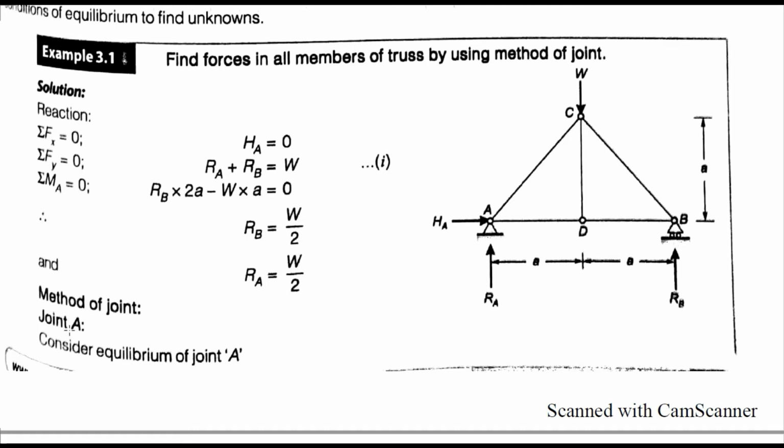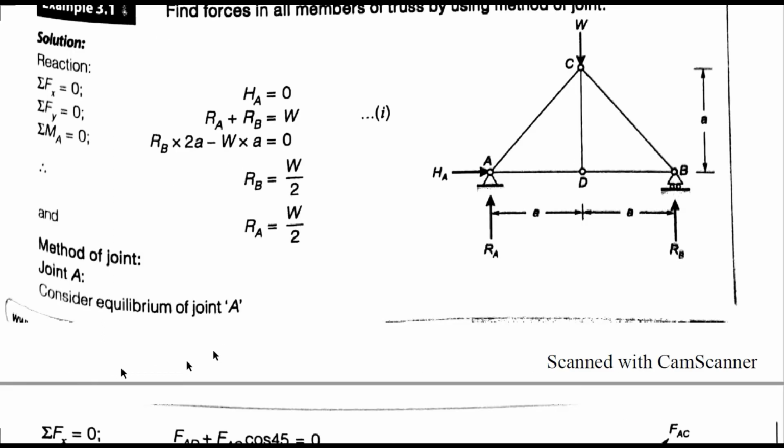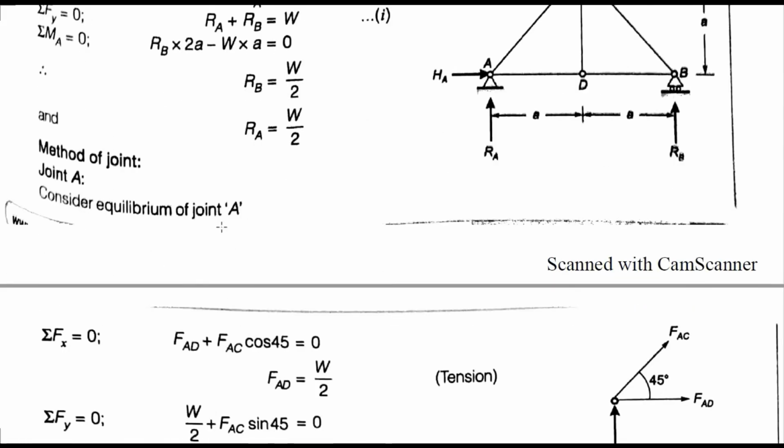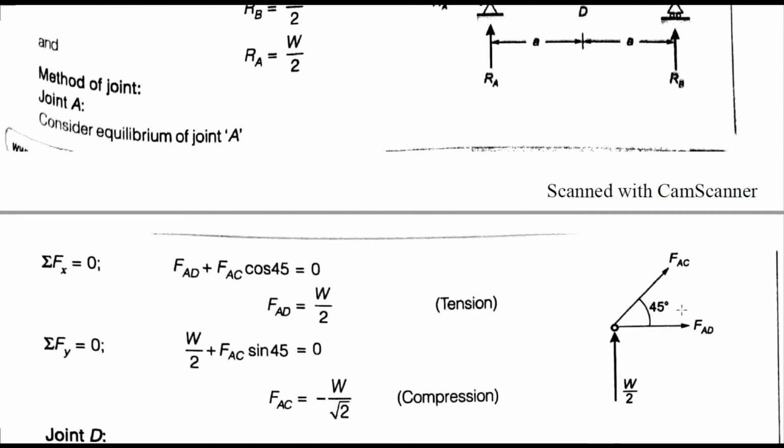So by the method of joints, we are considering joint A here, and at this joint we have only two unknowns, that is force in member AC and force in member AD. We know by convention that at every joint the number of unknown forces should not be more than two. Then the joint will be selected. So here we have only two unknowns, AC and AD. So consider joint A in equilibrium.